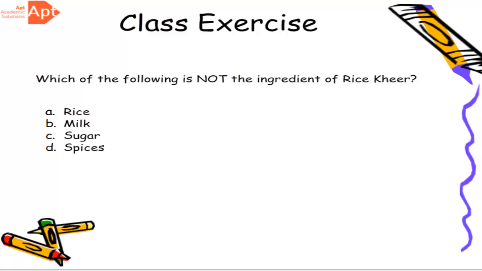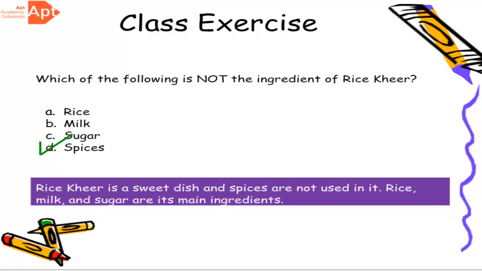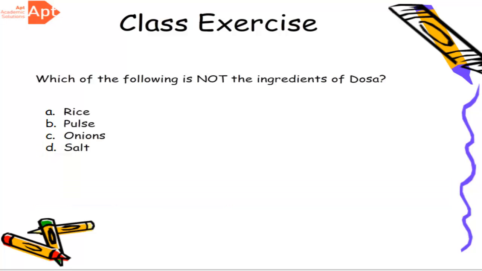Of course, because it's a rice kheer, we would need rice here. We would also need milk. Because it's a dessert, we also need sugar. It is sweet in taste. So one thing that we do not want is spices. Now rice kheer is a sweet dish and spices are not used in it. So rice, milk and sugar are its main ingredients.